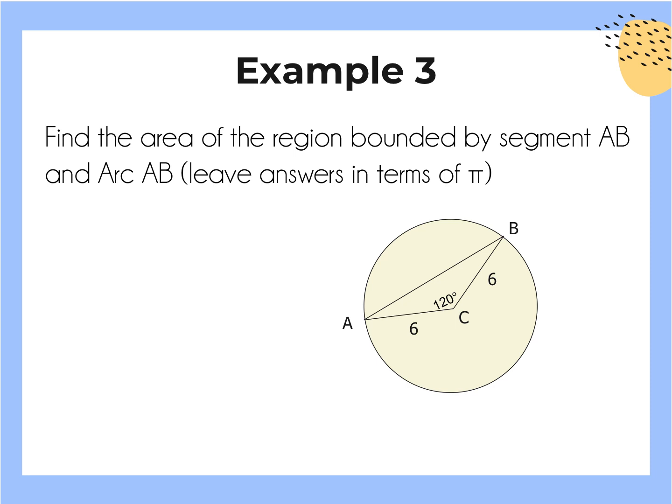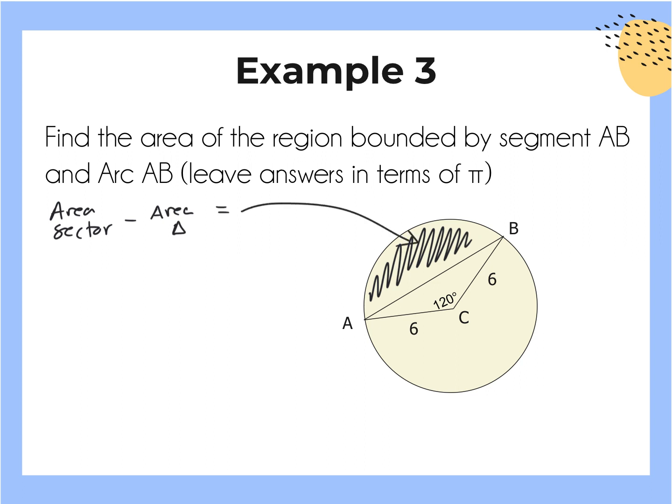So for example 3, it says to find the area of the region bounded by segment AB and arc AB. Leave the answers in terms of pi. Now the region is this one right here. So in between that triangle and the circle. So we're going to have to do the area of the sector minus the area of the triangle to get the area of the region that we're trying to find. So the area of the sector is going to be 120 divided by 360 times pi 6 squared minus the area of the triangle.